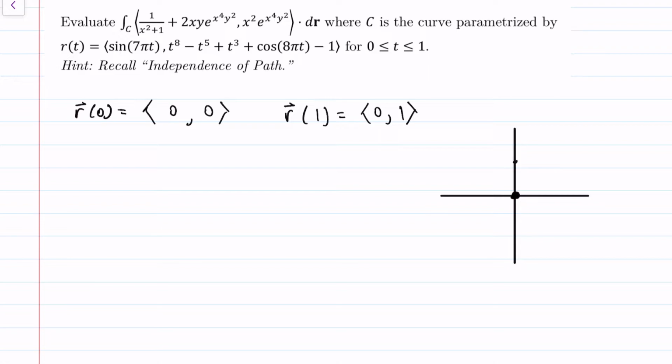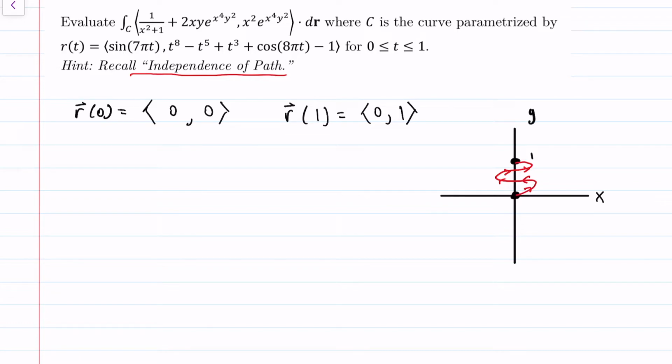So let me plot that here. 0, 0 and 0, 1. It's really on the y-axis. And the curve may look kind of crazy, something like this, perhaps. And notice there's a direction. It goes from bottom to top. But what would be great is if we could parameterize this by something else, and notice it's independent of path. If we can show that it's conservative, then we can use this idea of independence of path.